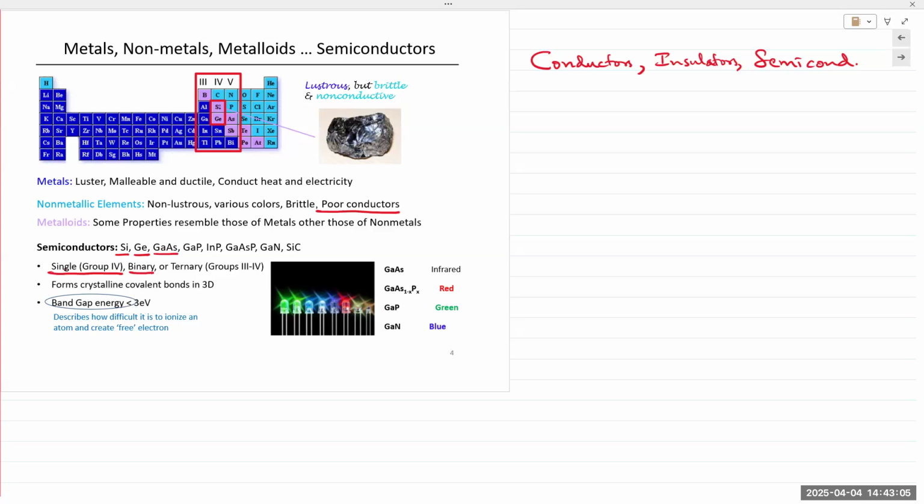If the compound semiconductor has 2 elements, it is known as binary. If it is more than 2, like 3, it's ternary. Typically, they are from column 3 and column 5 or column 3 and column 4. Again, as I said, I have no personal experience of working with it. Most of my experience has always been silicon.